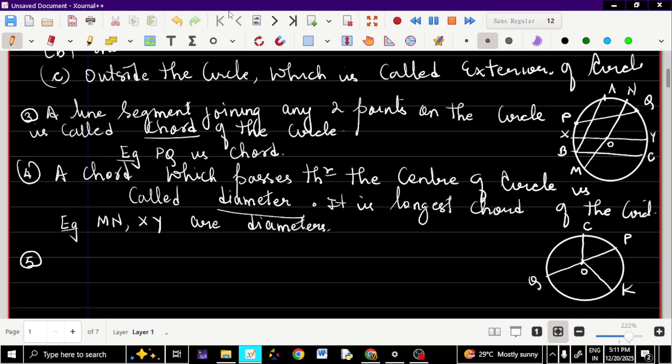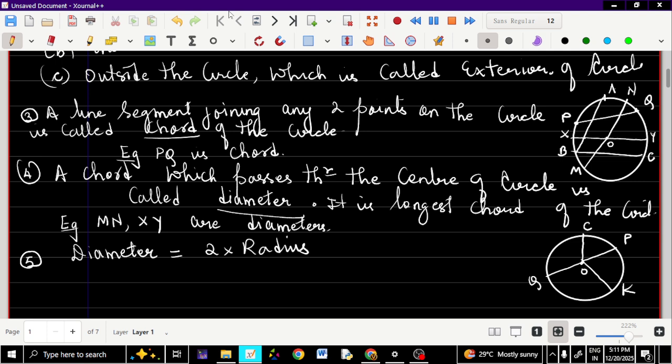Now, what is the relation between radius and the diameter? Diameter of a circle is twice the radius of the circle. So, diameter is 2 times radius. This relation you have between diameter of the circle and the radius of the circle.